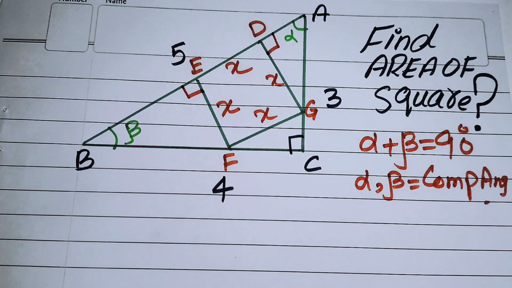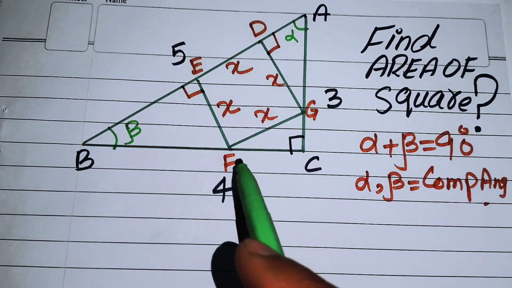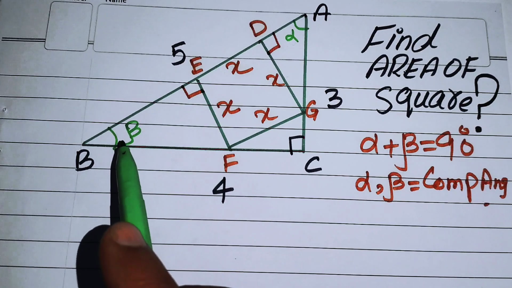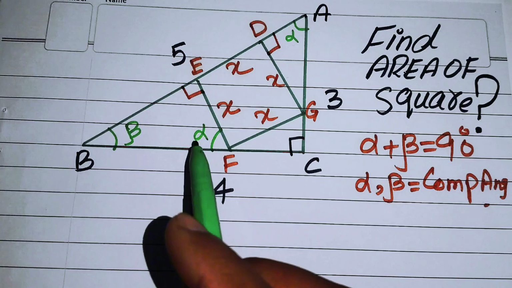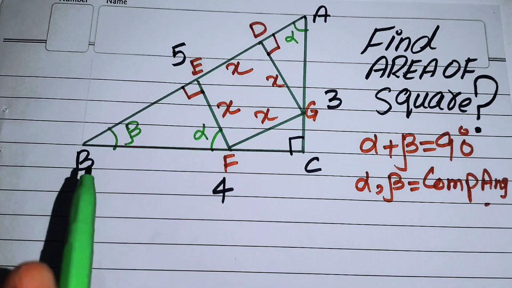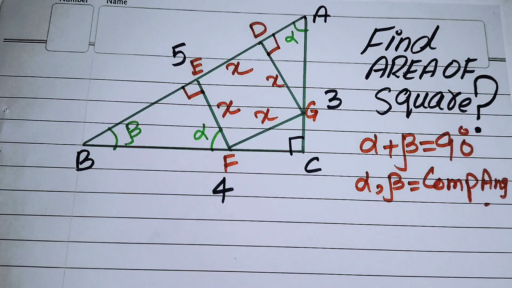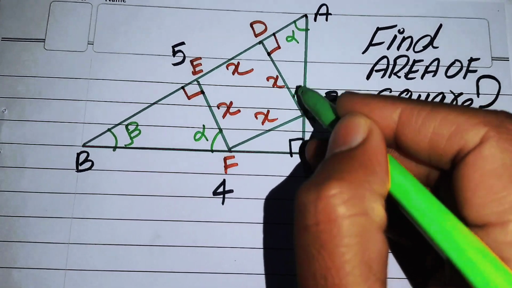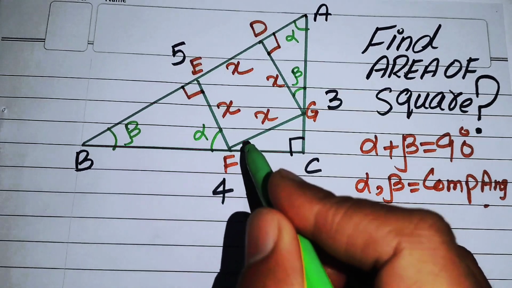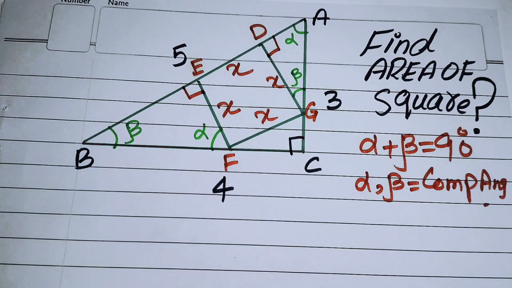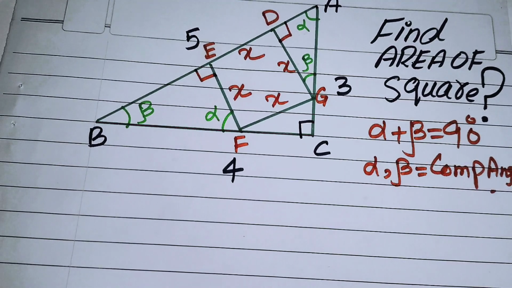After that, if you focus on triangle EBF, we have this 90-degree angle and this angle is beta, so we call this angle alpha, because the sum of alpha, beta and 90 is 180, and alpha plus beta equals 90. So alpha and beta are complementary angles. Similarly, this angle is called beta because this angle is alpha. So we discussed these two triangles, and now I will explain similar triangles.